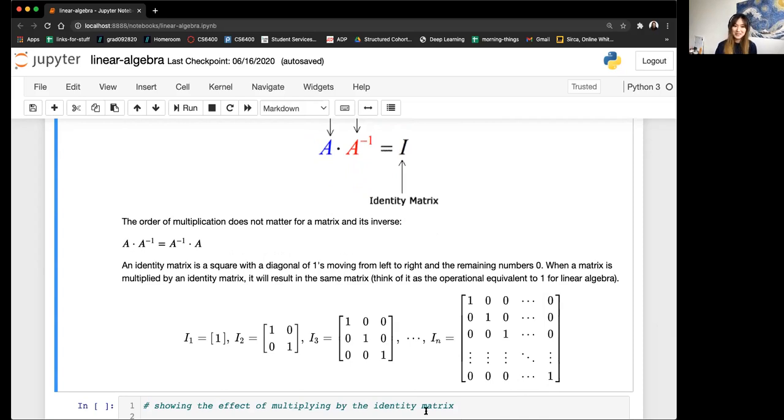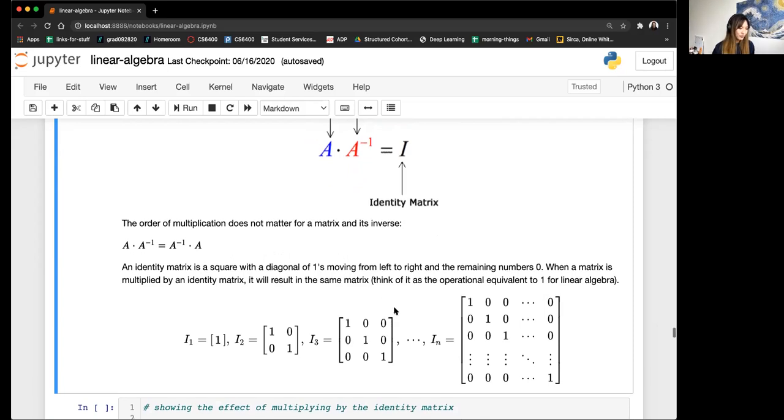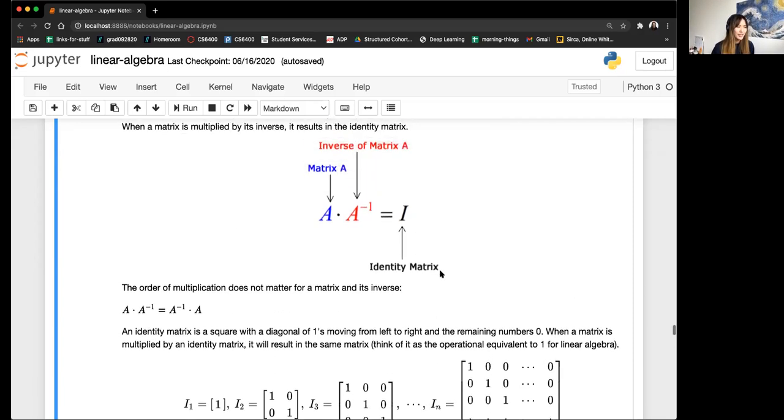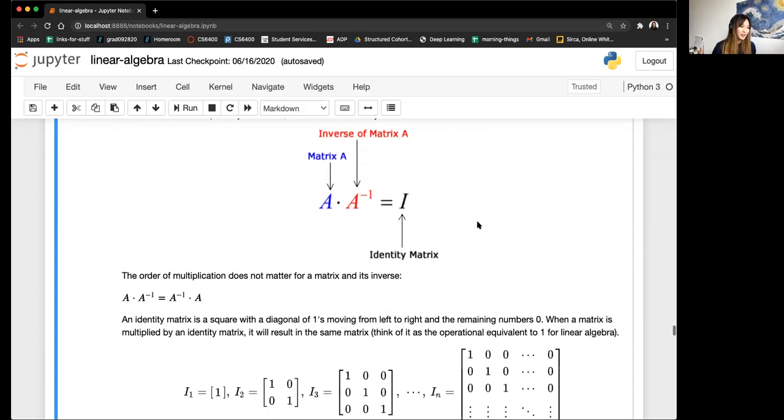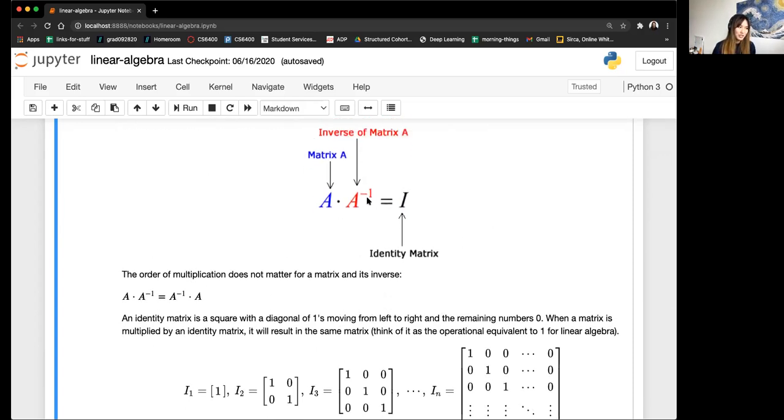If you ever do matrix multiplication with an identity matrix, you always end up with the same matrix, no matter what order you're doing the multiplication. So it's important to know that the identity matrix is like the number 1. And also the inverse of the matrix is a matrix that, when multiplied with the original, gives you this identity matrix.